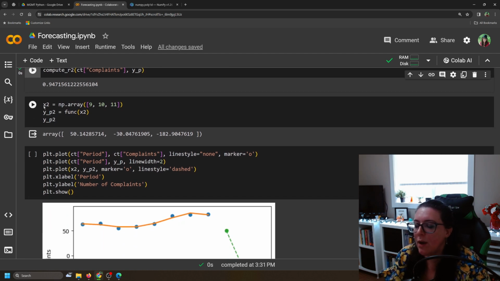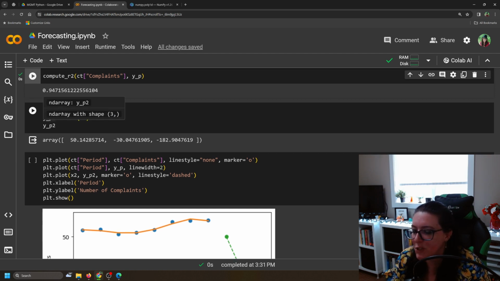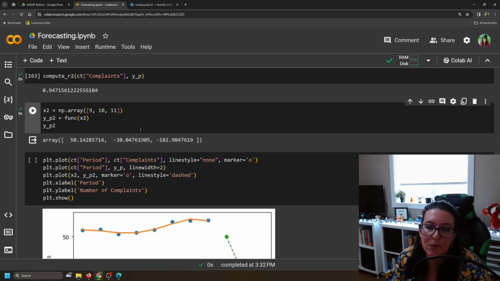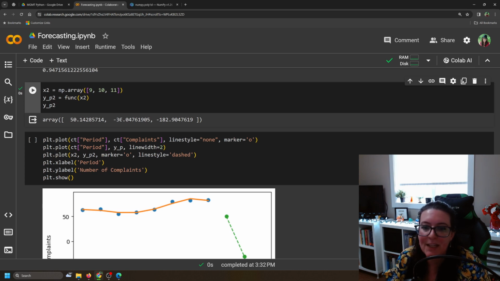Okay. We are then going to have it take in a new set of data. So this is going to be those future x values, future periods 9, 10, and 11. Turn that into an array. Then take that information, put it into the function, and find the predicted values for that new data. What we get is in period 9, it's 50. In period 10, it's negative 30. And in period 11, it's negative 183. So complaints drop to negative numbers.